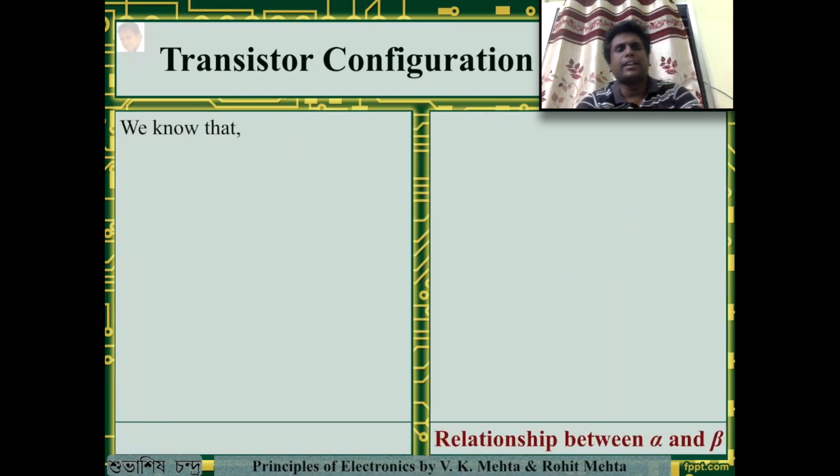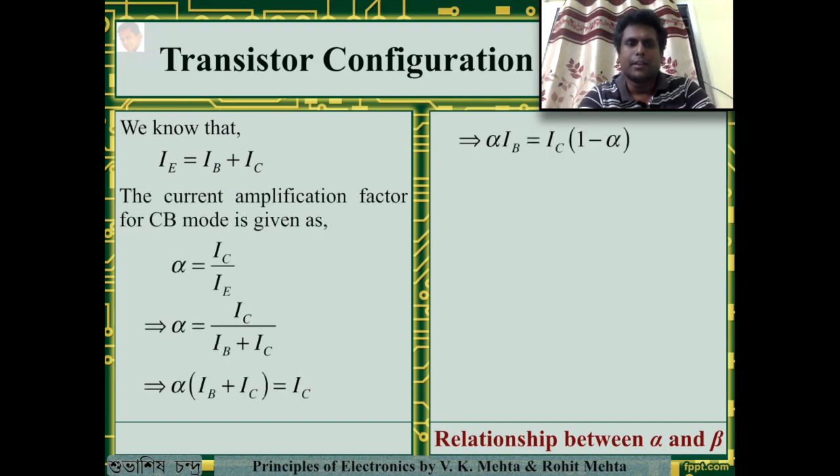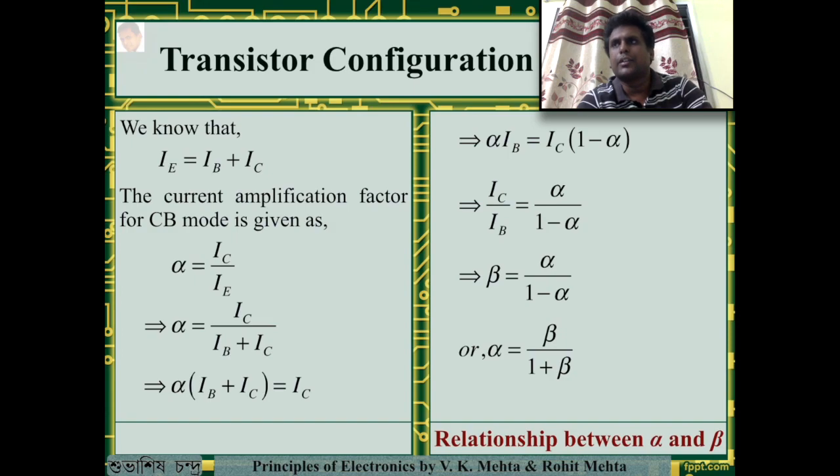Now let's find the relationship between alpha and beta. We know that IE equals IB plus IC, which is the transistor current equation that we have seen in the previous tutorial. The current amplification factor for CB mode is alpha, that is IC by IE. Plugging in the values, we find IC by IB equals alpha by 1 minus alpha, where IC by IB is nothing but beta. So beta equals alpha by 1 minus alpha. We can also do a little bit of mathematical jugglery and find alpha equals beta by 1 plus beta.